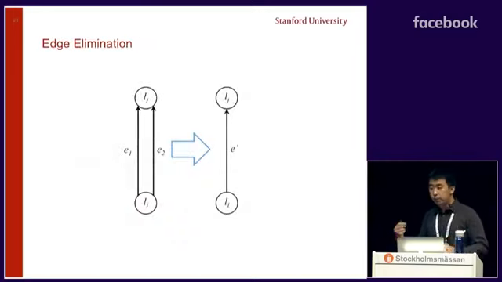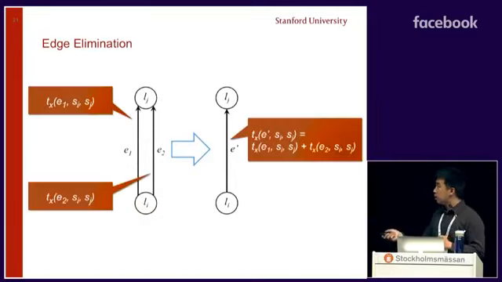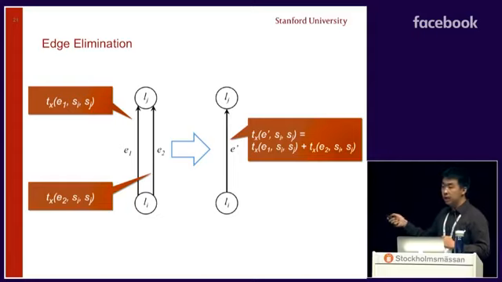So we provide two reduction operations. The first is called edge elimination. If we can find, in a computation graph, two edges with the same source and destination layer, we can remove these two edges and replace them with a new edge. And this will maintain all optimal strategies.